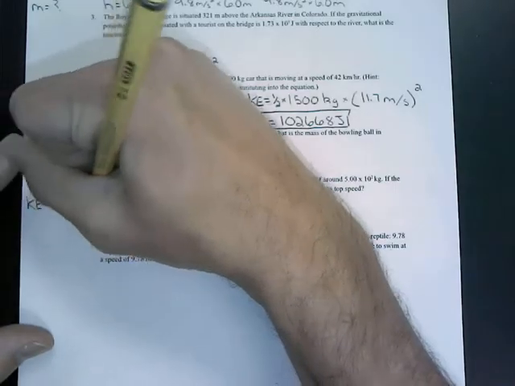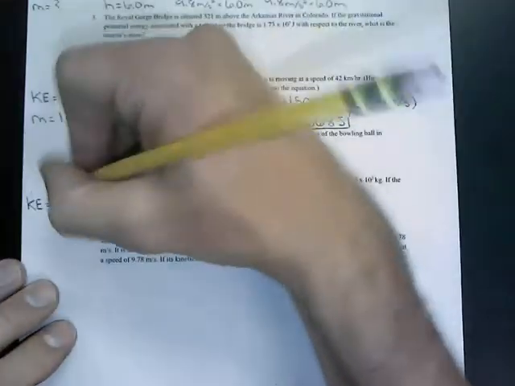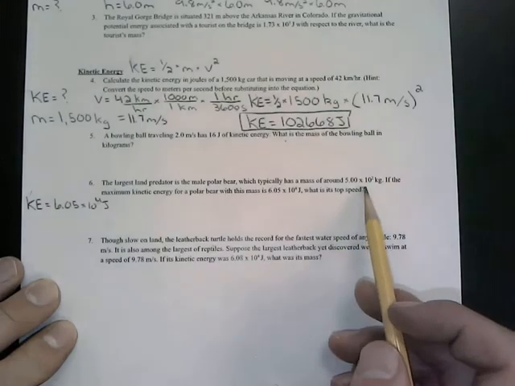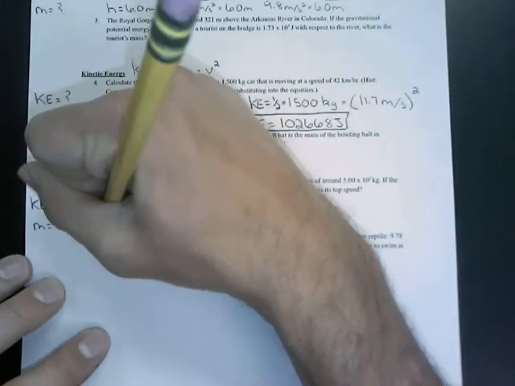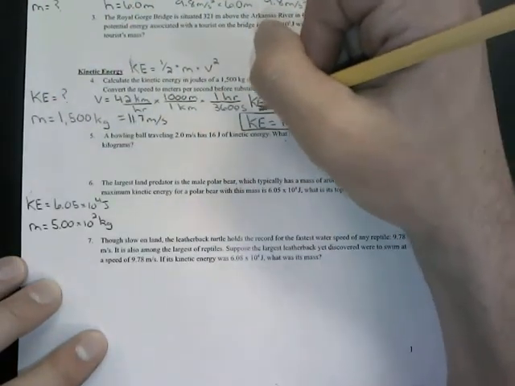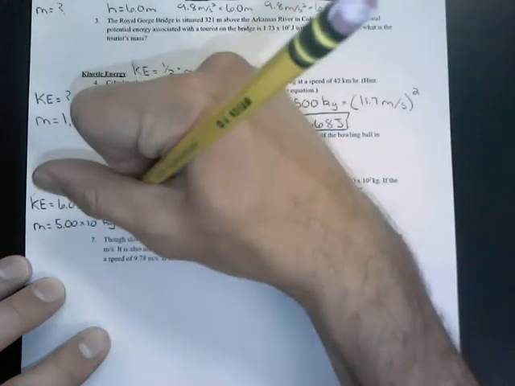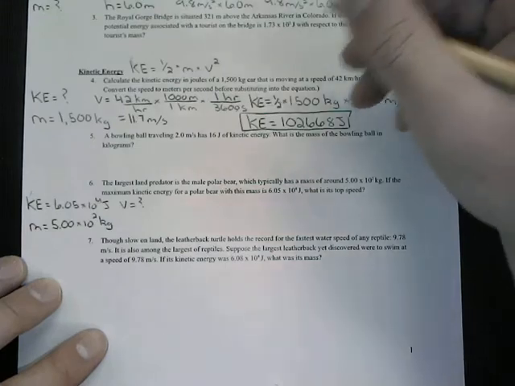So 6.05 times 10 to the fourth joules. Now the mass of the polar bear is equal to 5.00 times 10 to the second kilograms. So the mass of the polar bear is 5.00 times 10 to the second kilograms. All right. And then our velocity is something that we don't know. So let's plug all this stuff back into the equation.